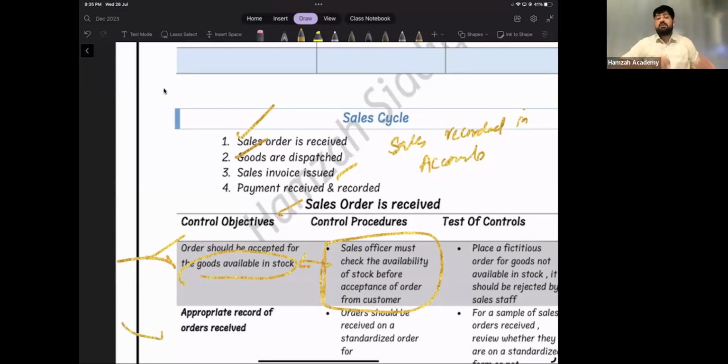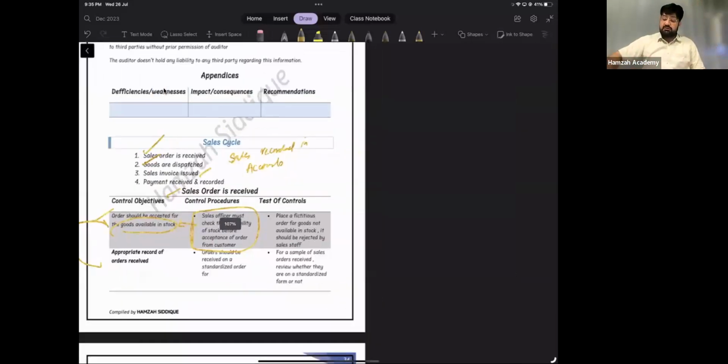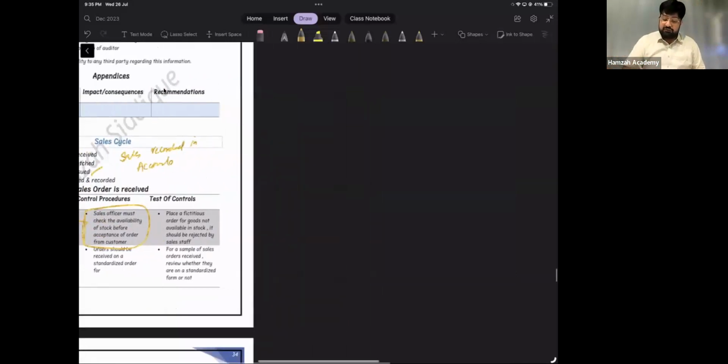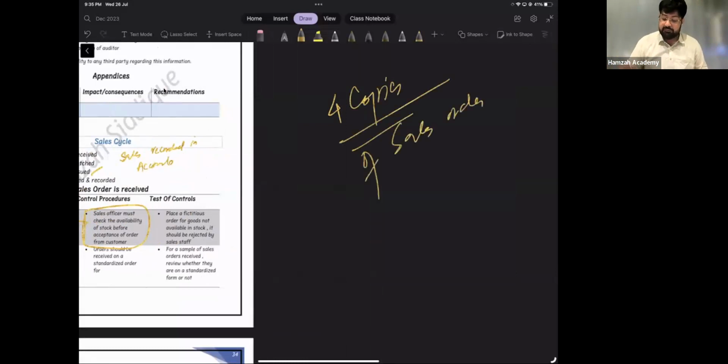If it is a manual system, we ask to fill a detailed, standardized form so that no detail is missed. And that form should have sequential numbering, so that no form is misplaced. And normally, the sales order form has 4 copies. Why?